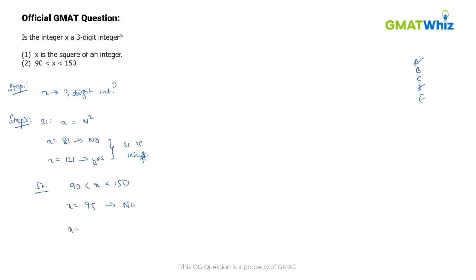However, x can also take the value 101 or 120 or any such values, and the answer to the question would be yes. So in statement 2 as well, we can see that we arrive at contradictory answers and conclude that it is also insufficient.